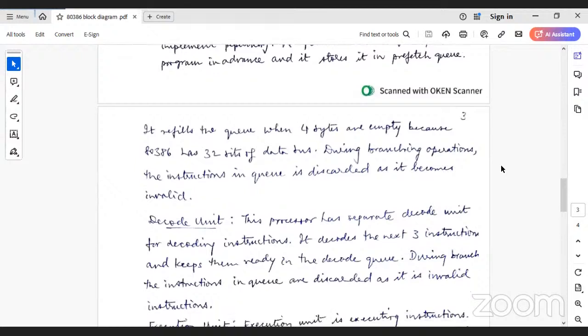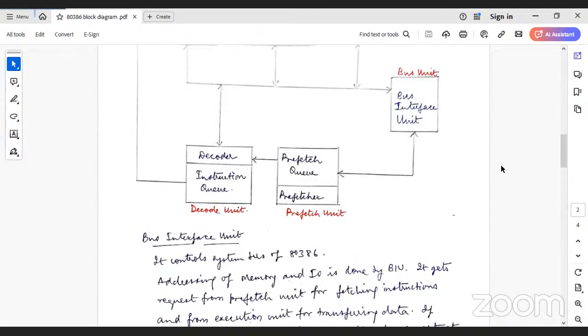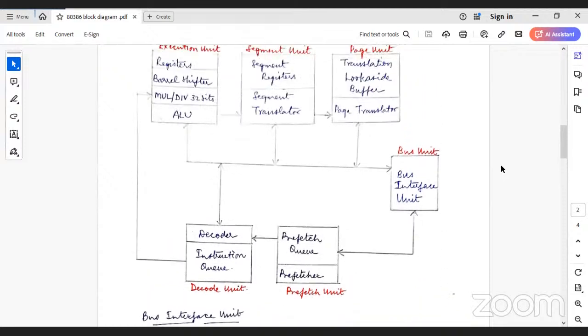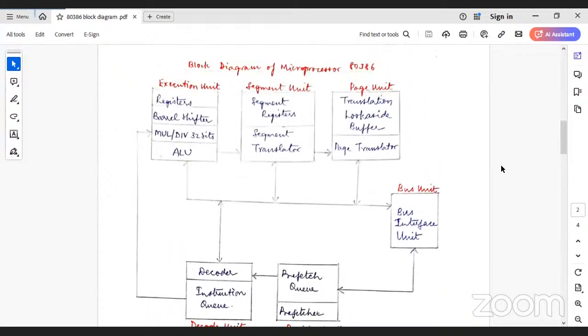Now, after the prefetch unit, you have the decode unit. In the decode unit block also, you can see you have a decoder and an instruction queue. So from the prefetch queue, it will go to the decoder. It is decoded, and then it will wait in the instruction queue again. And from the instruction queue, you see the arrow is going to your execution unit.